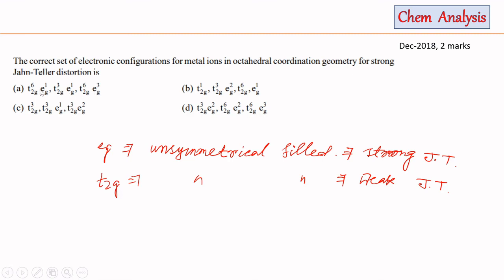So we can see that option number A is the correct answer, since here all the 3 electronic configurations are showing strong Jahn-Teller distortion. You can see the remaining options, you will see that one of the 3 electronic configurations will not show strong Jahn-Teller distortion. You can try to check the remaining electronic configurations to check whether they are showing strong Jahn-Teller distortion or not.